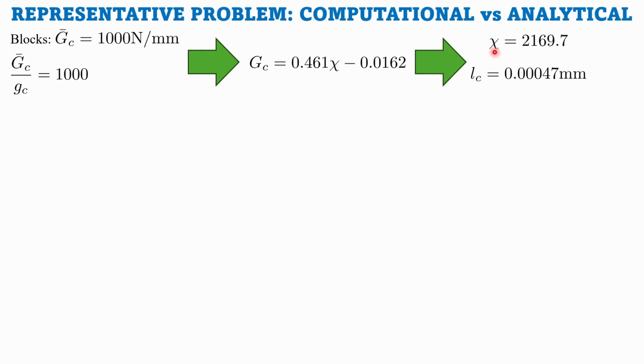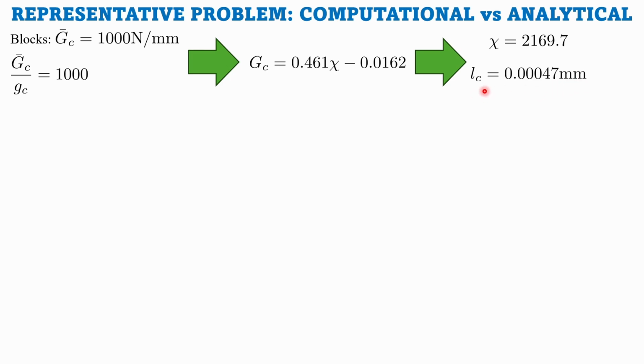So from here we get chi as 2169.7. This is particularly for this scenario. We learned from the previous slide that this GC and this GC bar are more or less the same, so we can substitute 1000 here and calculate chi. Chi comes out to be 2169.7, and chi is small GC by LC. We can calculate small GC from this expression, which is essentially 1. So 1 by LC is equal to 2169.7.